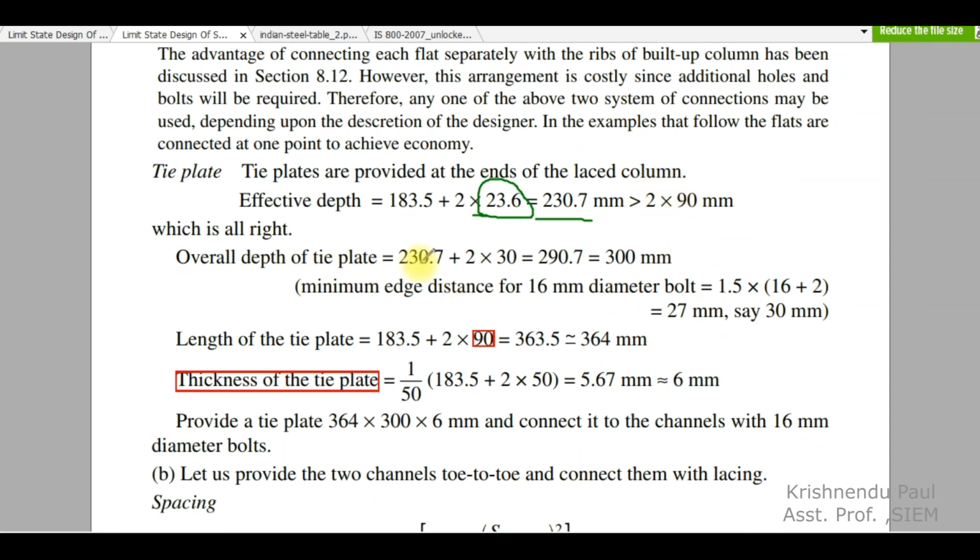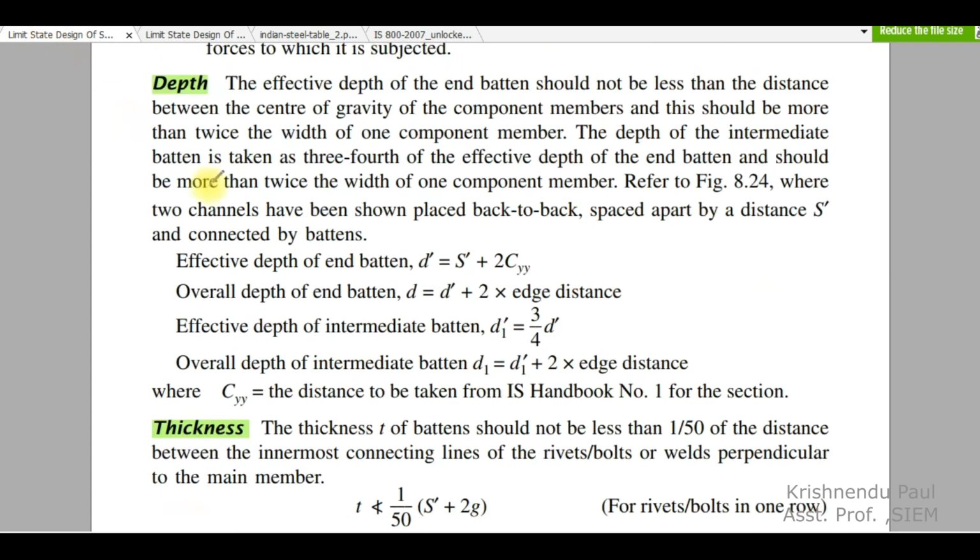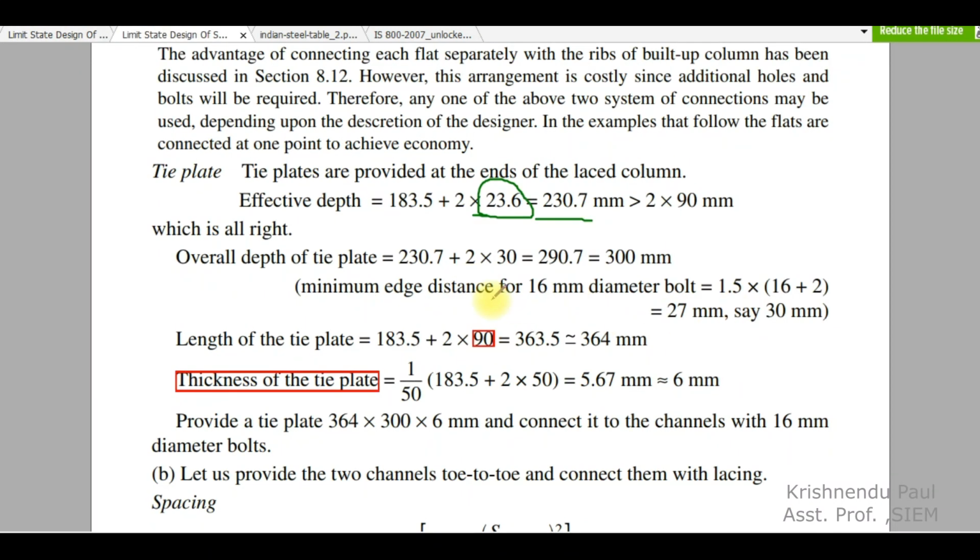The overall depth of the tie plate is this effective depth plus 2 into the edge distance. So how much is the edge distance? For a 16 millimeter diameter bolt it is 1.5 into the hole diameter, so it is 27, minimum 27. They have provided 30 millimeters, so it is 290.7. So for the overall depth they have chosen 300 millimeter, the rounded up figure.